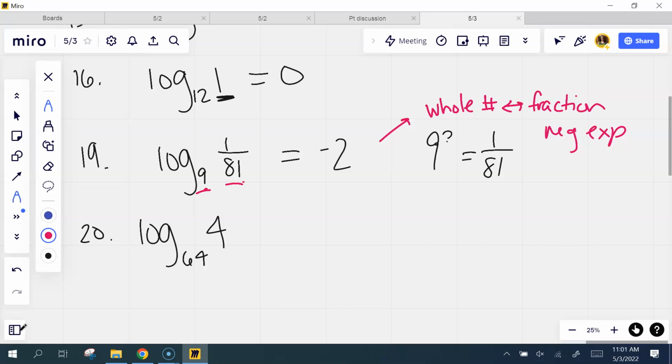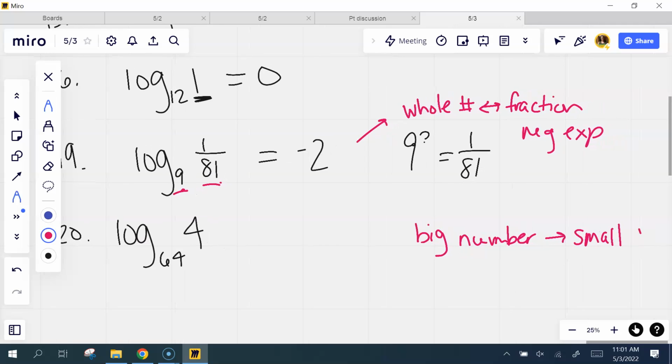If you start with a big number and you go down to a smaller number, can you think of what might be happening? What's the relationship with 64 and 4? What is it? 3. What about a 3? What happens there? 4 to the third is 64. But what do I have to raise 64 to in order to get 4? Negative is going to flip it. 1/3. Why is it 1/3?